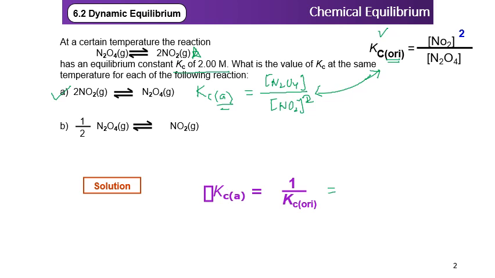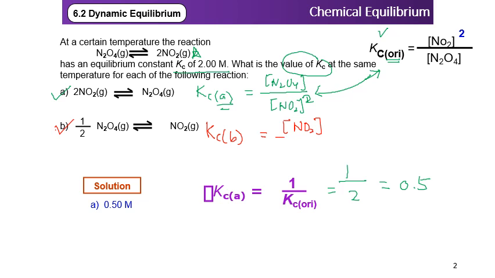Because I want to calculate the value of Kc, I am going to substitute the Kc original, which is given in the question as 2, over here. Pressing the calculator, we will get the Kc value as 0.5 molar. Next, we are going to look at the Kc expression for equation B. According to this, it will be the concentration of NO2 divided by the concentration of N2O4 to the power of 1 over 2.